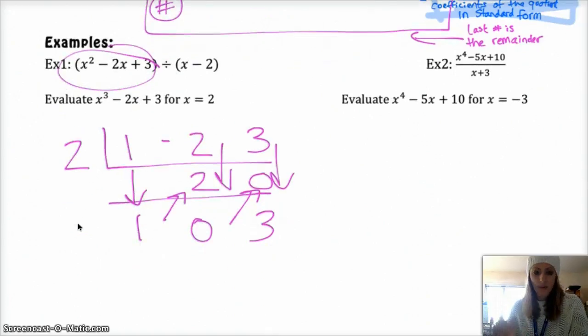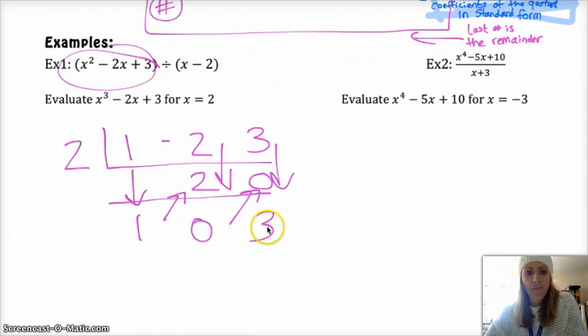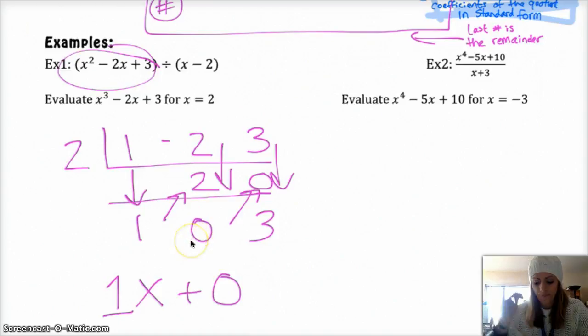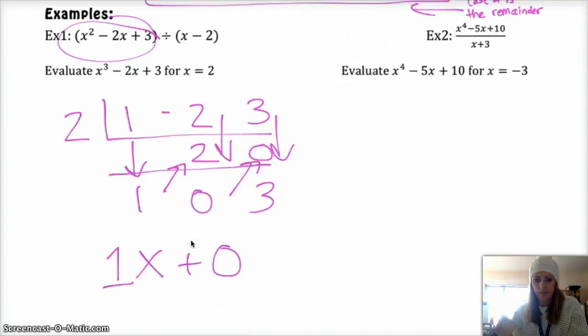So what I was saying before is that all of the terms except for the last one are the coefficients of your answer. Okay, so this was x squared minus 2x plus 3. 1 and 0 are the coefficients of your answer, and it always starts 1 degree less than what you started with. So I started with an x squared, so my final answer is going to start with degree 1 instead of 2. Okay, so this 1 actually is the 1 in front of x plus 0. Okay, and that's where you get the 0, because I'm going down in degrees. And then that 3 is my remainder.